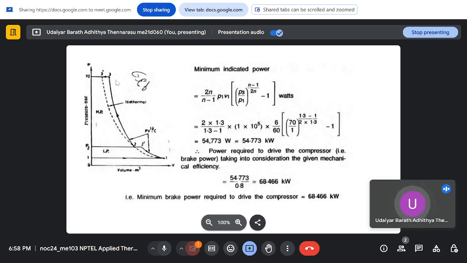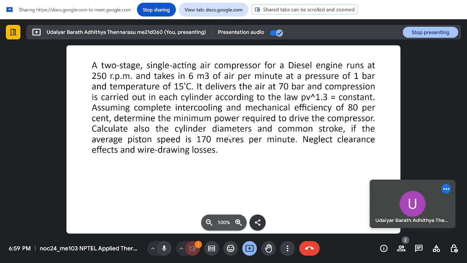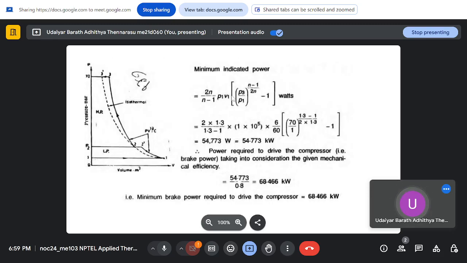So this is how the process will look. 1 to 2 dash is the process, and then we are doing an intercooling 2 dash to 2, and then 2 to 3 there is again compression in the second stage. For the minimum indicated power, the pressure ratio in each stage is root of 70 bar over 1 bar, so P3 by P1 raised to power 0.5, and the exponent is n minus 1 by 2n. That will straight away give you each stage pressure ratio.